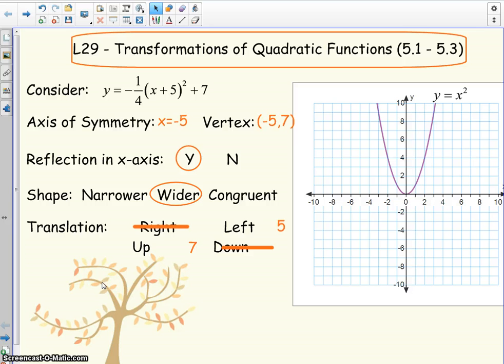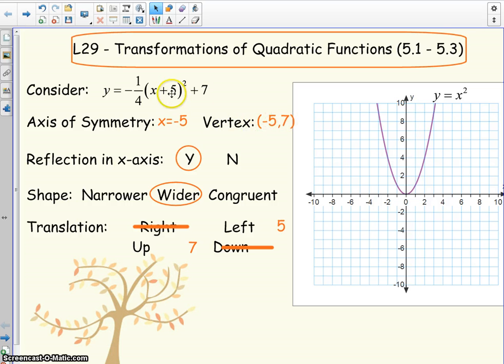So you should wind up with something like this. We should be able to see from the equation that the axis of symmetry is at x equals negative 5. That came from this part of the equation right here. It's plus 5 in the equation but negative 5. You may have noticed that when it was plus 5 in the brackets, your graph moved left, so the axis of symmetry was negative 5.